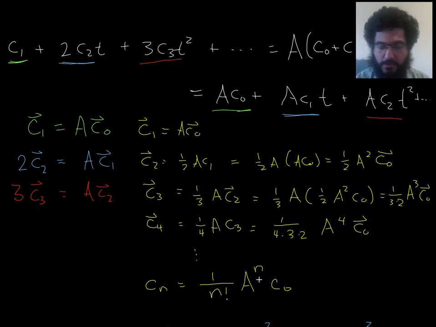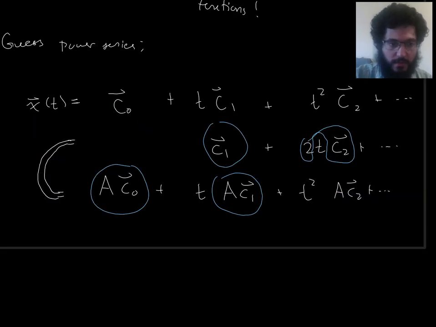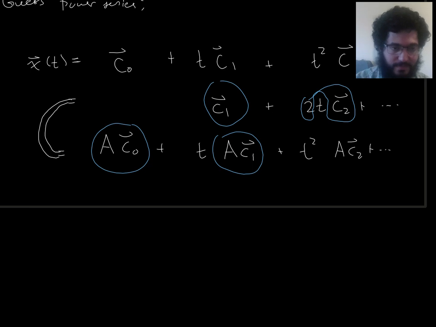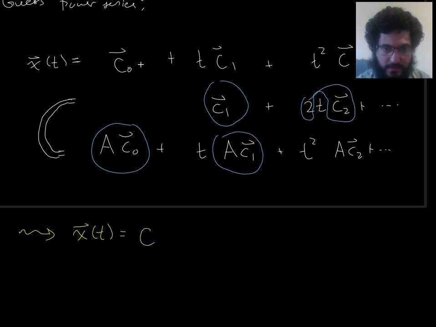Cn is 1 over n factorial, and then the nth power of A, this is a matrix power, so you have to multiply a matrix n times by itself, times C0. All right, so we have found, after plugging in our guess, that x of t equals, and then here's the vector in front of t to the power 0. It's just C0. That one is allowed to be anything.